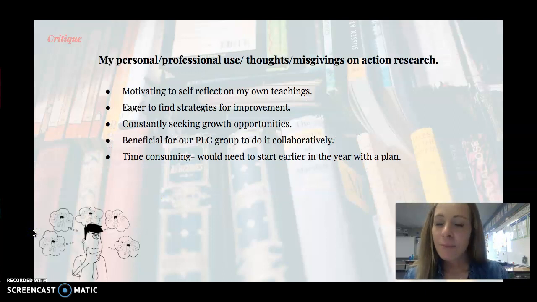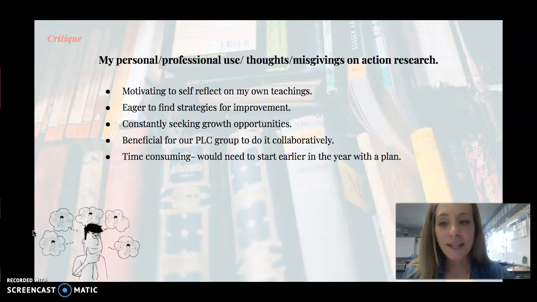So my personal and professional use, thoughts, misgivings on action research. I found that I think it's motivating to self-reflect on my own teachings, and I'm always eager to find strategies for improvement. I am constantly seeking growth opportunities, so I can see action research as a way to take a time to reflect and pinpoint my eagerness to improve on one certain thing, to be able to help that research to see what improvements I actually need to make.